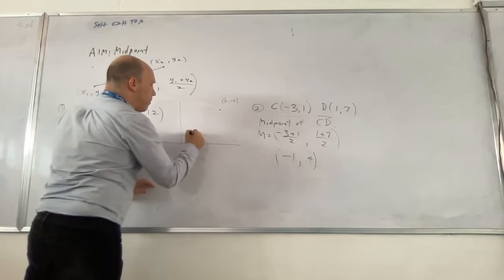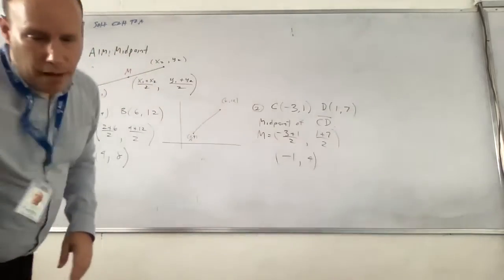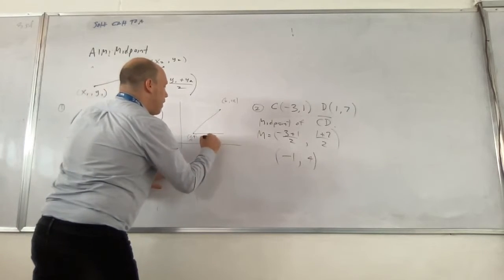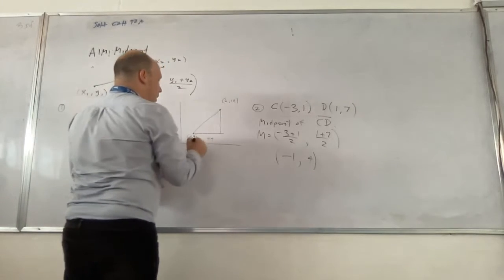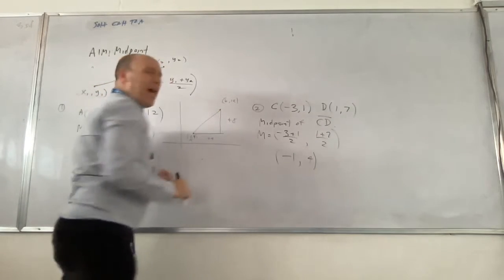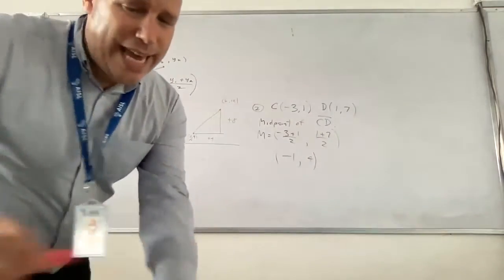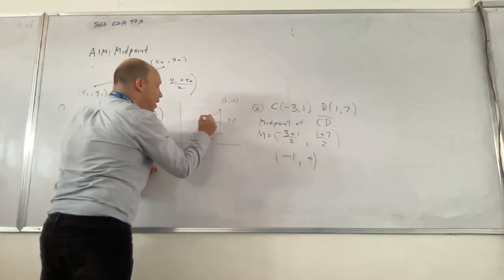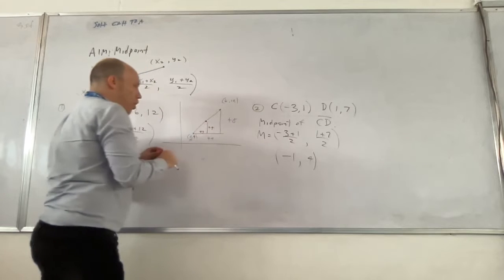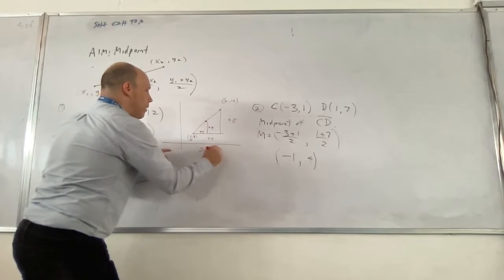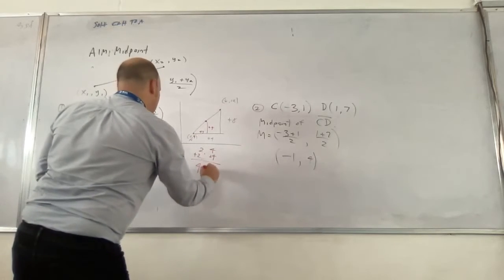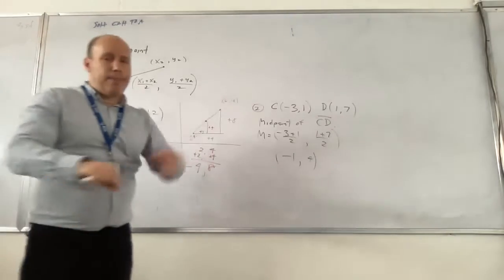Now, let's think about this for a second. The full journey is +4, so 2 to 6 is +4, and 4 to 12 is +8. But I don't want to take the full journey. I want to only take half the journey. So to get here, I only want to go +2 and +4. So let me take my 2, 4, add my +2, add my +4, and I get 4, 8.